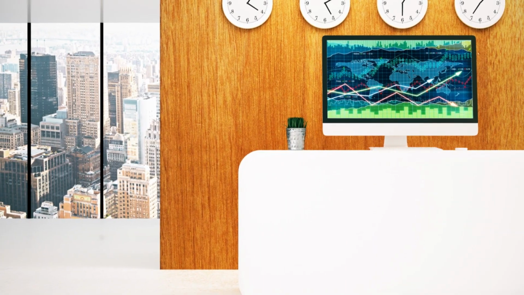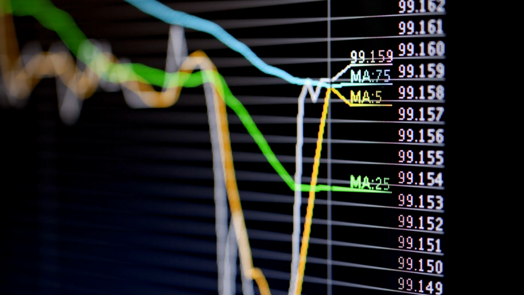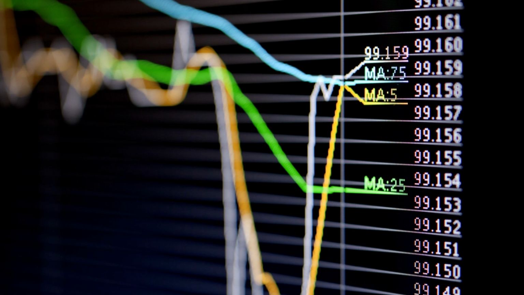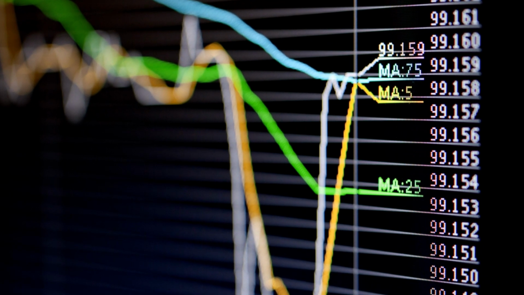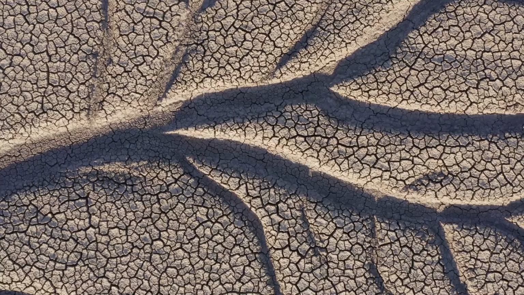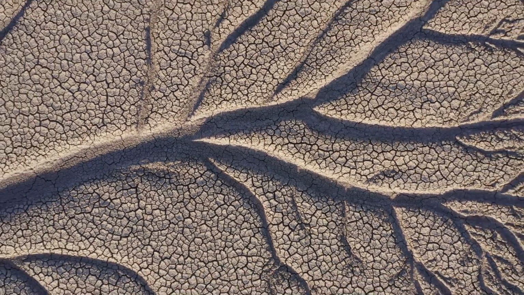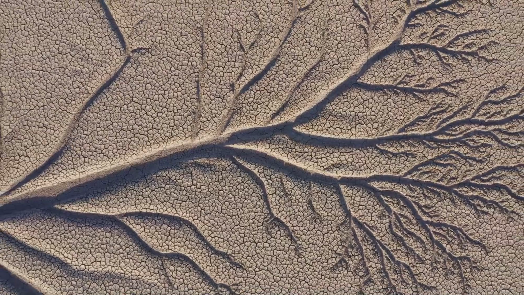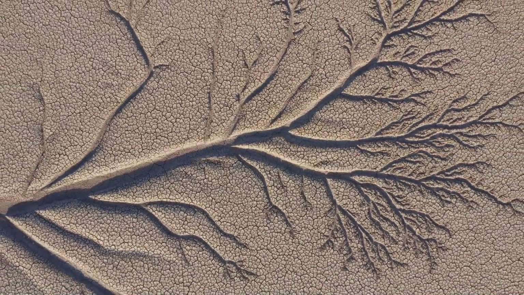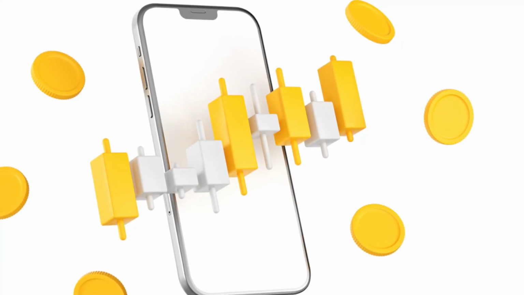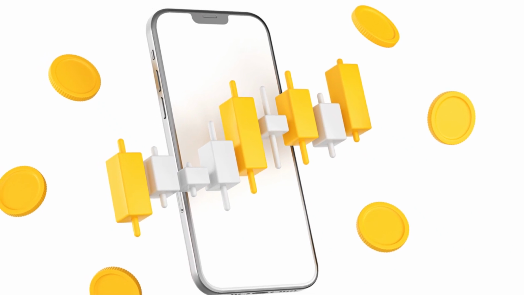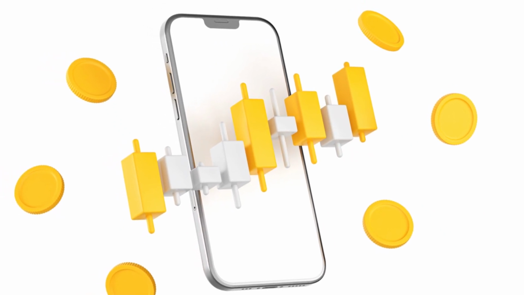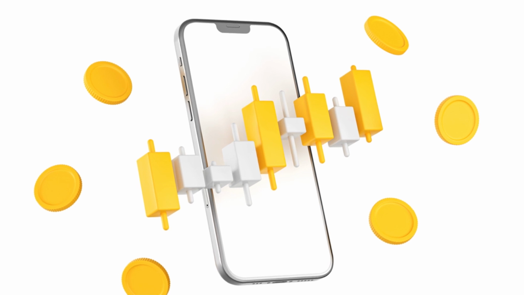Let's quickly go over some important terms. 1. Pip. The smallest price movement in the Forex market. For most currency pairs, it's the fourth decimal point. 2. Leverage. A tool that allows you to control a larger position with a smaller amount of capital. But remember, it can magnify both profits and losses. 3. Spread. The difference between the buying and selling price of a currency pair. A smaller spread is typically better for traders.